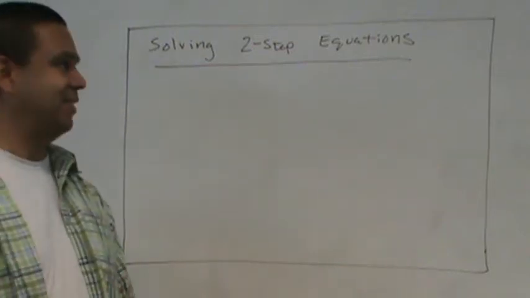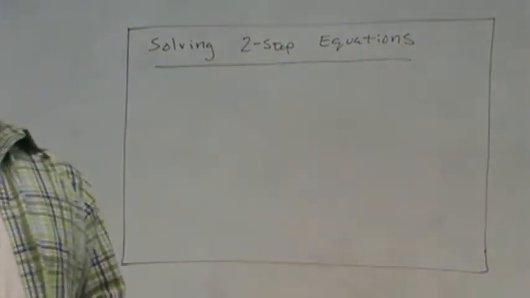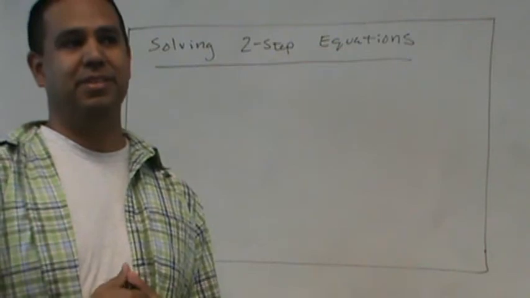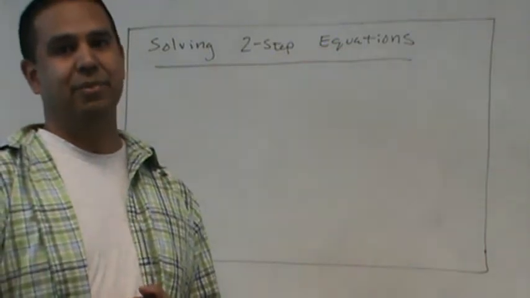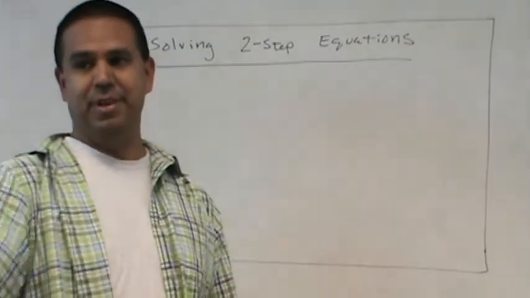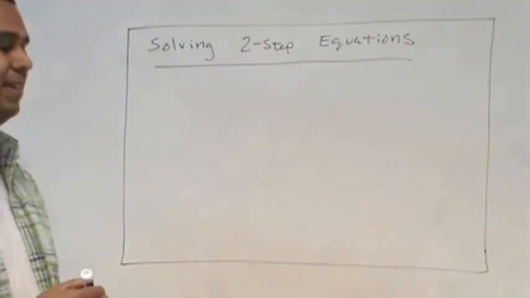Yes? All right. Solving two-step equations. So yesterday, we learned how to solve one-step equations. And what was the secret to solving one-step equations? We do what? The inverse or the opposite operation. It's the same thing with two-step equations, okay?